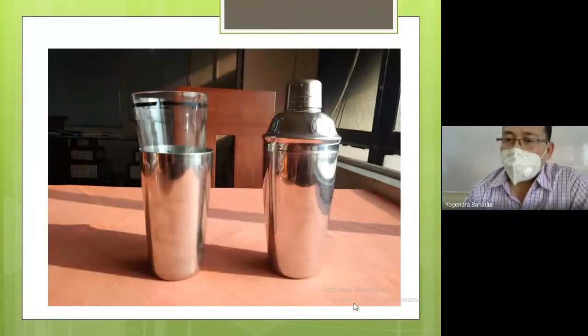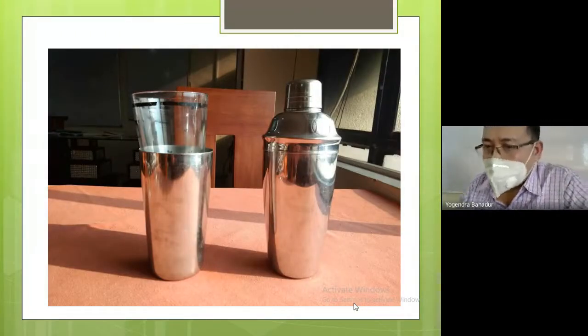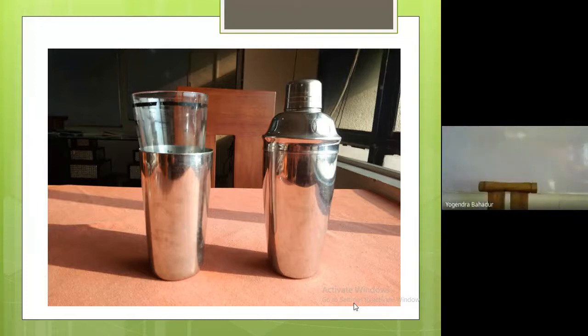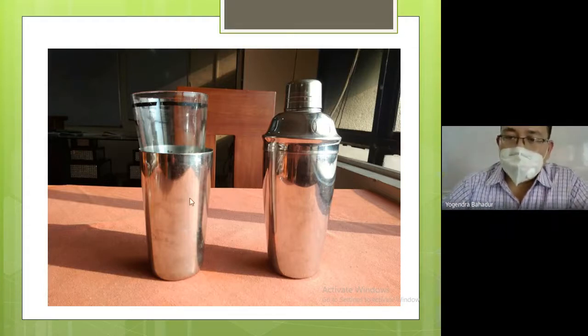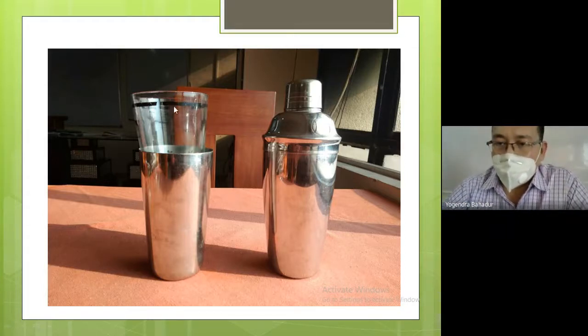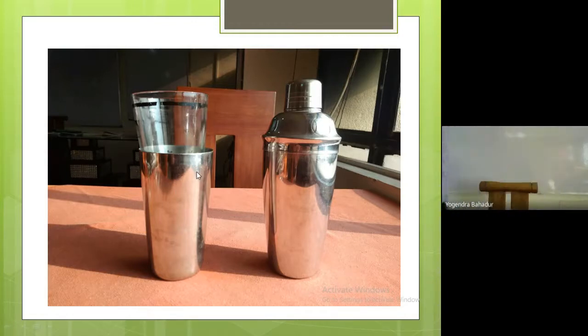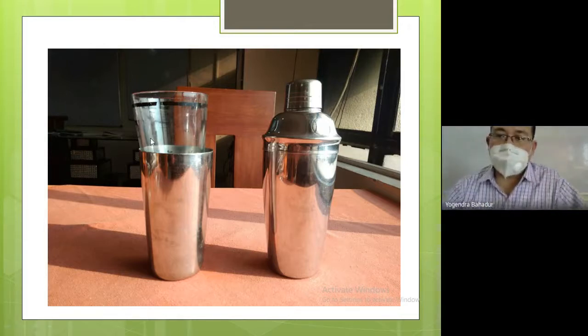Here in front of you, you are finding there are 2 different varieties of the shaker. The left one has 2 parts: one is made up of glass, another one is made up of stainless steel. It is known as the Boston shaker.